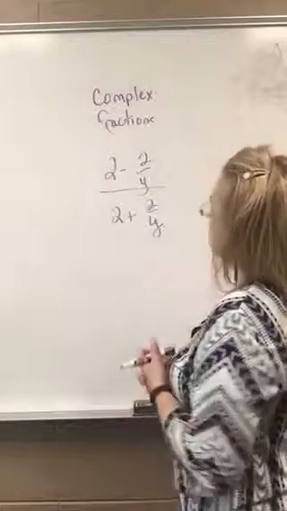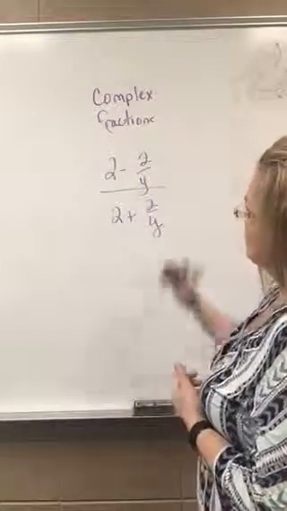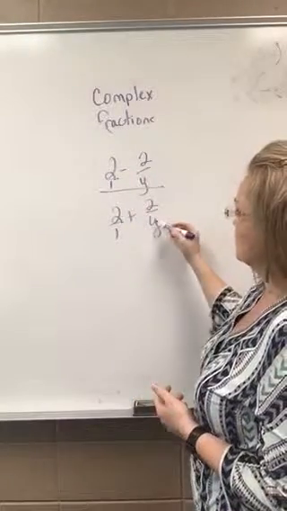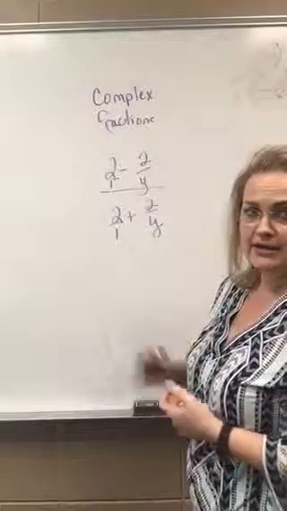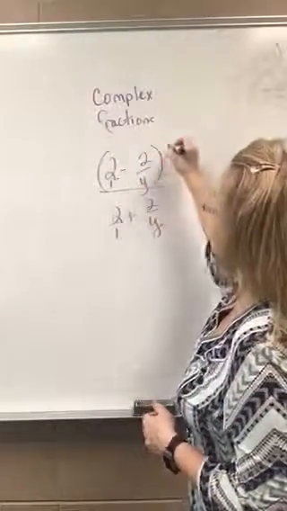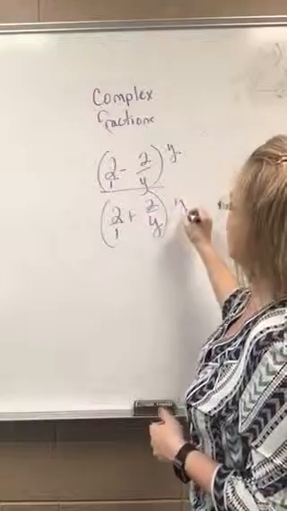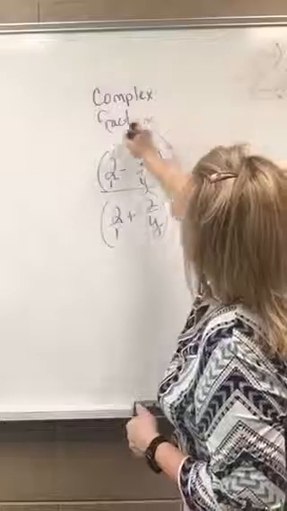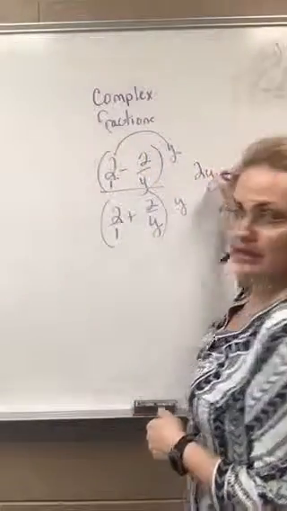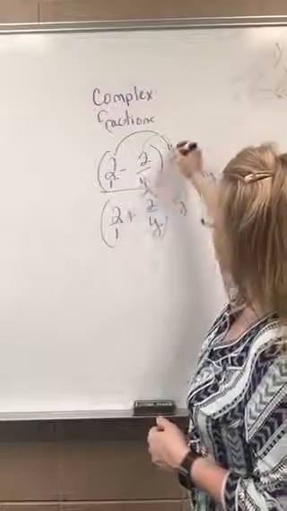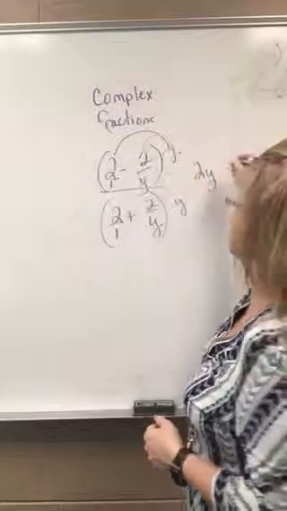Alright, so using the idea of the super LCD, this is over 1, this is over 1, so there's really just one denominator term, which is the y. So we're going to times everything through by y. The numerator times y, the denominator times y, which will basically mean every term times y. So y times 2 is 2y. y times 2 over y, the diagonal y's cancel, so it's just 2.